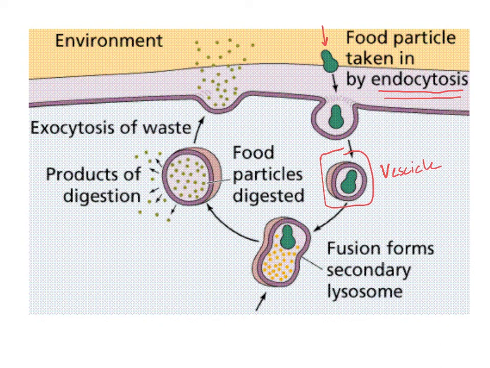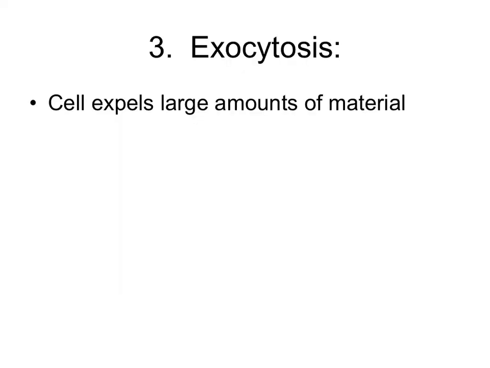And vesicles house things that are inside of the cell but are still contained. Then to digest it, the vesicle can fuse with something called a lysosome and break it apart so that it can be used for energy or other purposes inside of the cell. The opposite of endocytosis is exocytosis. You can think of this as exiting the cell, and it's when cells expel or release large amounts of material.